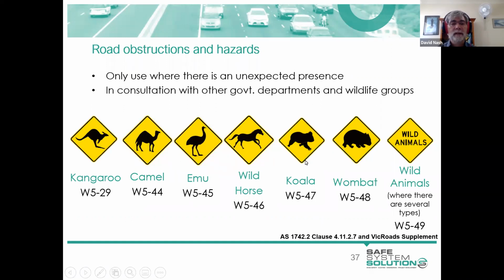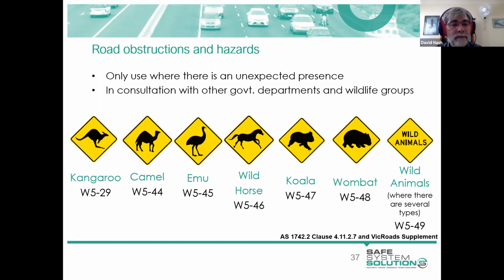But signing animals is difficult. Let's take kangaroos, because that's probably the most common example. When do you put up a kangaroo warning sign? When there's the potential for a kangaroo to jump across the road? Well, you know, that's virtually every kilometre of road in Western Australia.